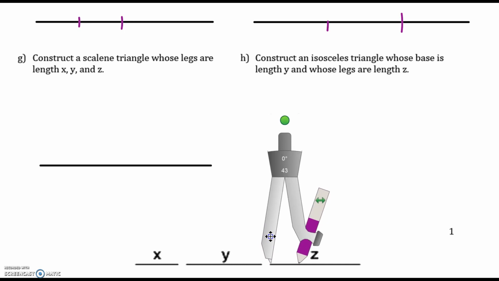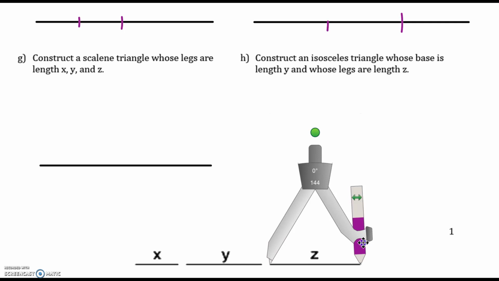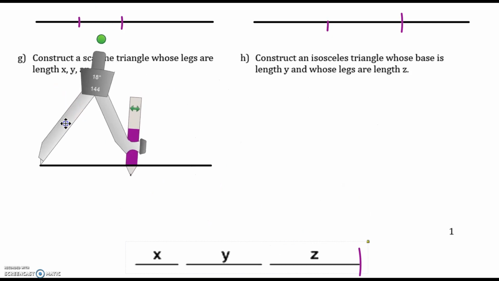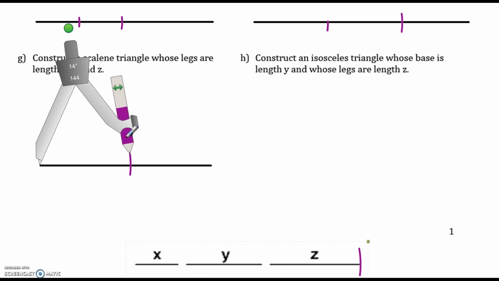So I'm going to start at Z, and I'm going to measure how long Z is, just like before. And I'm going to copy that measurement onto my new line up here. And so that will give me one length for the sides of my triangle. So this length here is Z from one end to the other, and that's one side of my triangle. Now, for the remaining sides, one of them's got to be X and the other's got to be Y.